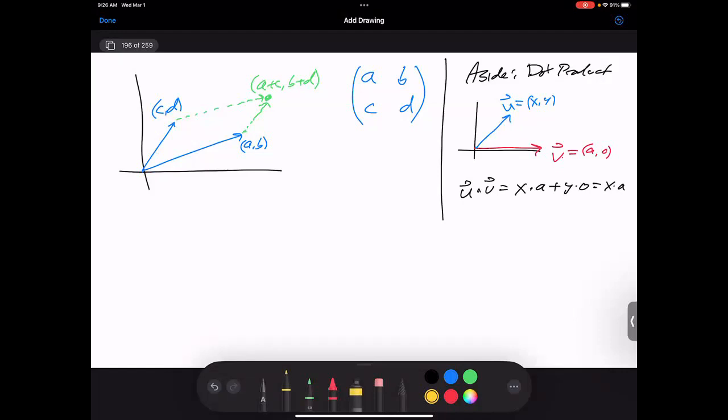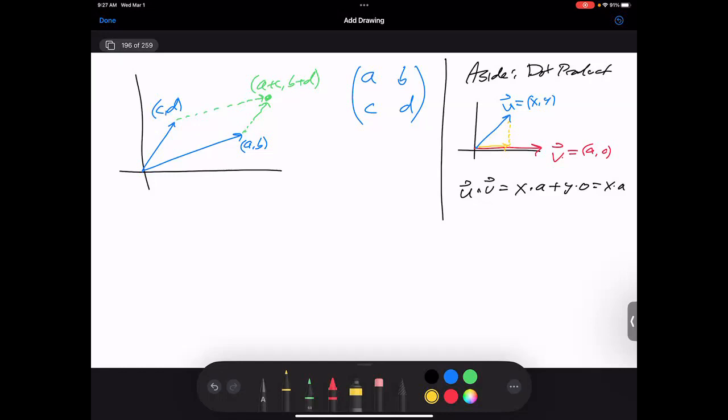If we think about what's going on, if I want to look at how much of this vector is coming down in this direction, what would that amount be? Well, that's just going to be its x coordinate. And so when I'm trying to do my projections, x times a is a very natural thing. It's the length of the U vector in the V direction times the length of the V vector.